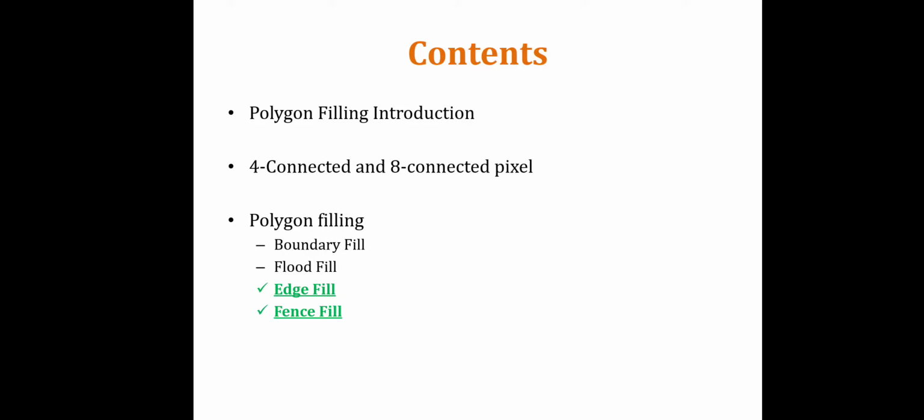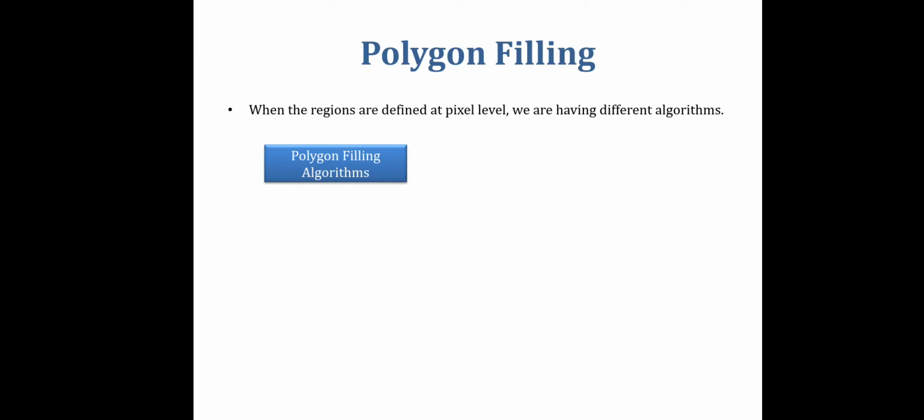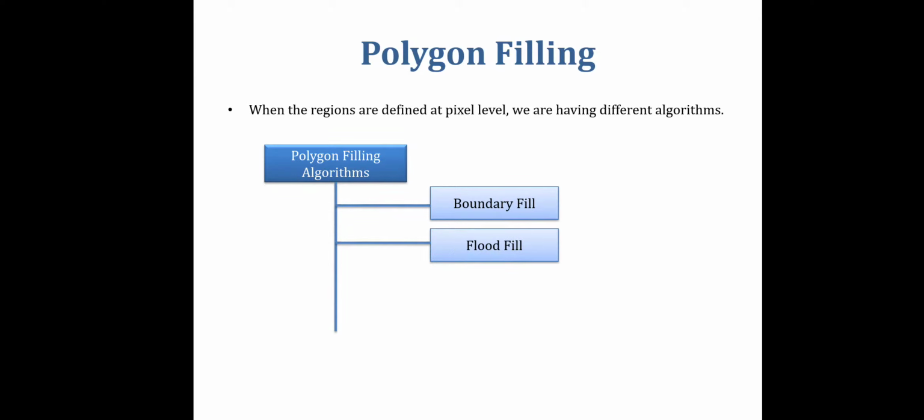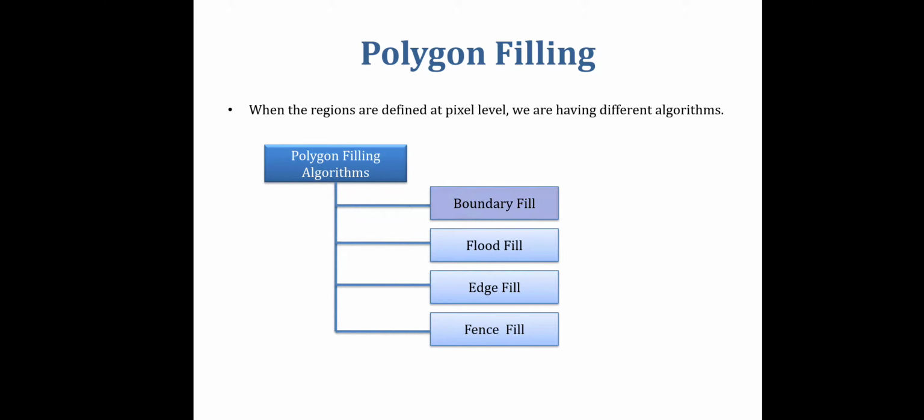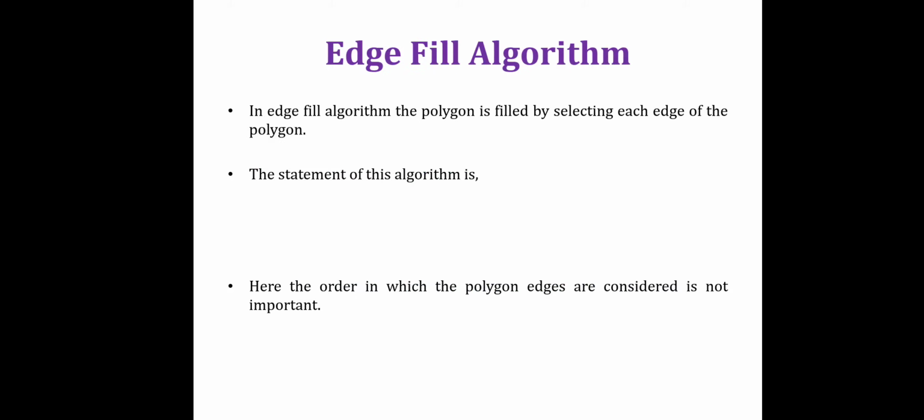Both of these algorithms come under the regions which are defined at pixel level. So these are the different types of polygon filling algorithms whenever we are defining the regions at pixel level. The four algorithms are boundary fill, flood fill, edge fill and fence fill. Up till now we have covered the boundary fill and the flood fill algorithm. Now we are going to cover the next one, that is edge fill.